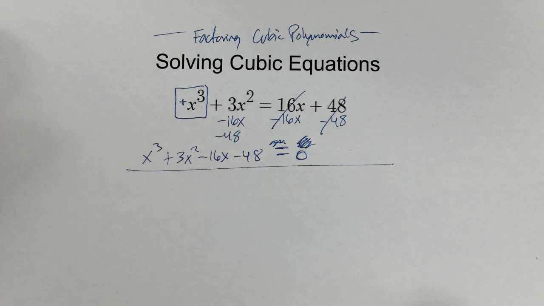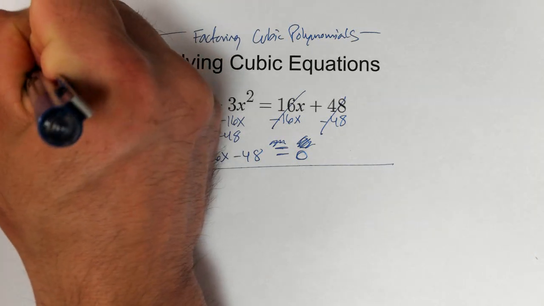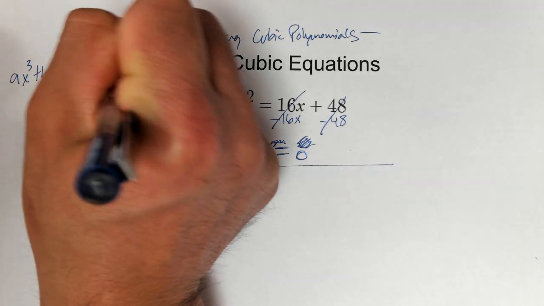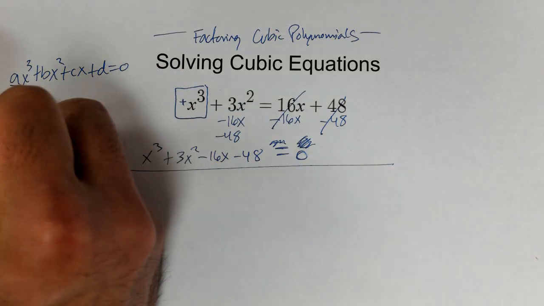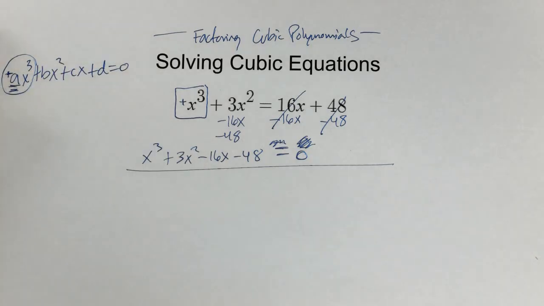Remember, whenever you move things to the left or to the right, whichever side you prefer, we're aiming for everything to be on the same side of the equation, and the coefficient of the highest power, we're aiming for that to be positive. So you're going to want to move it to where it's positive.